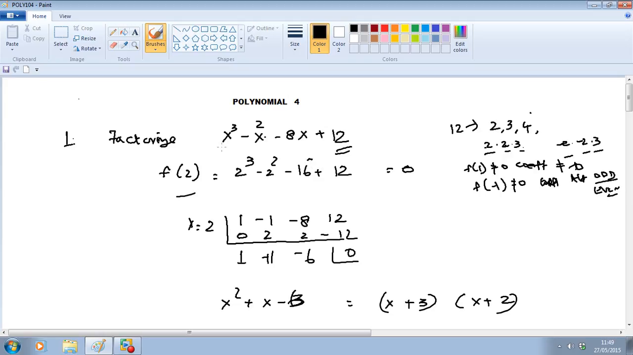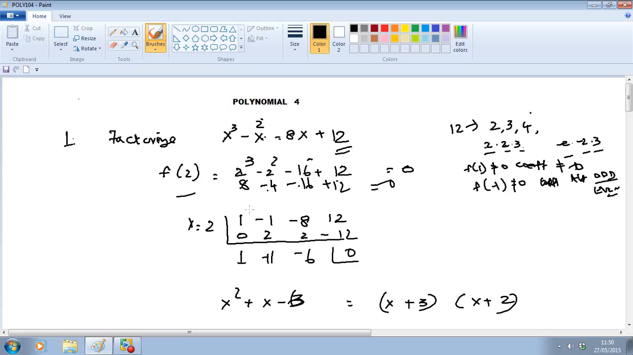If we try f of 2, 2 cubed is 8, minus 2 squared is 4, minus 8x, 8 into 2 is 16, plus 12. So 8 plus 12 is 20, minus 4 minus 16 is equal to 0. So 2 is a factor. You divide this by 2.